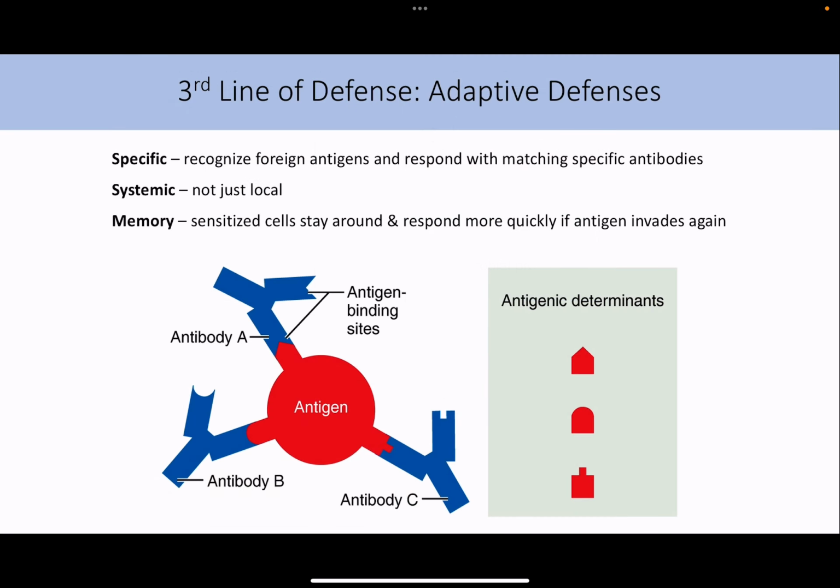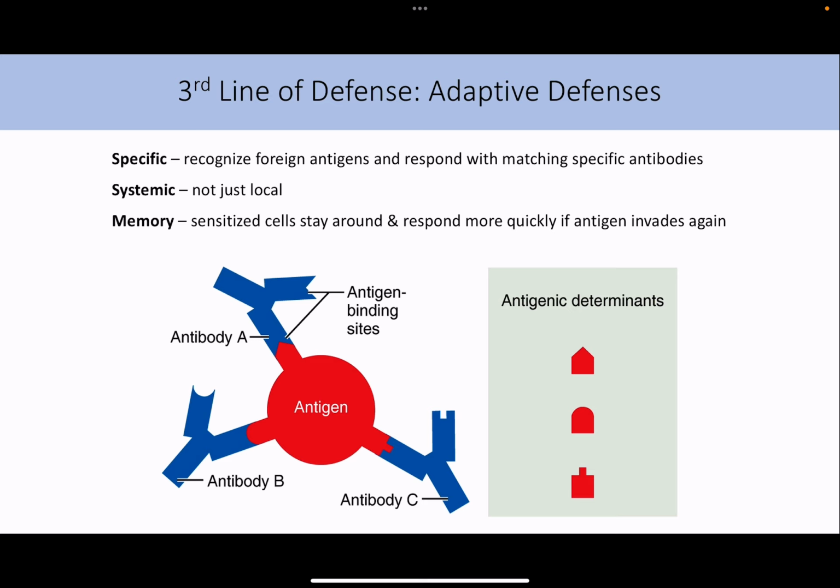And so one thing to know, or a few different terms to know about our adaptive defenses, is one, they're specific. So they recognize foreign antigens and respond with matching specific antibodies. We talked about the specificity of antibodies already with blood typing. So antibodies are specific to a very specific antigen. All of our B cells, so we have different B cells that produce different antibodies that are specific to different species of bacteria, or strains of viruses as well. So they're very, very specific.